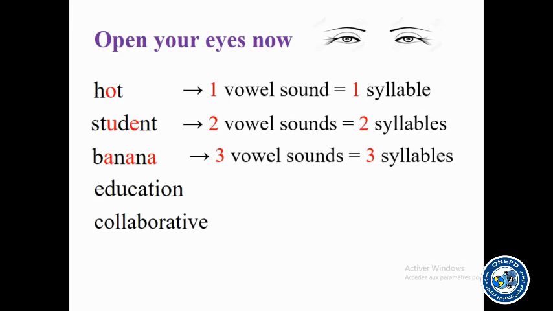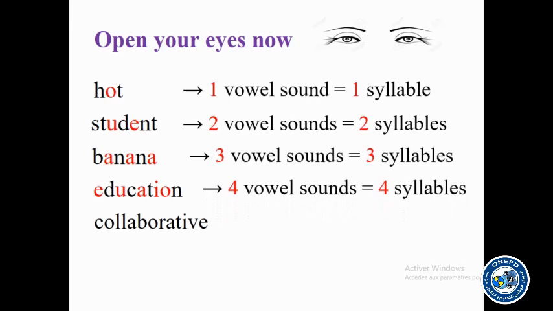Education. How many vowels can you see? Yes, there are 5 vowels, but we have only 4 vowel sounds. Shun is 1 vowel sound. There are 2 vowels, but we read them together. That's why we have only 4 syllables and not 5 syllables.